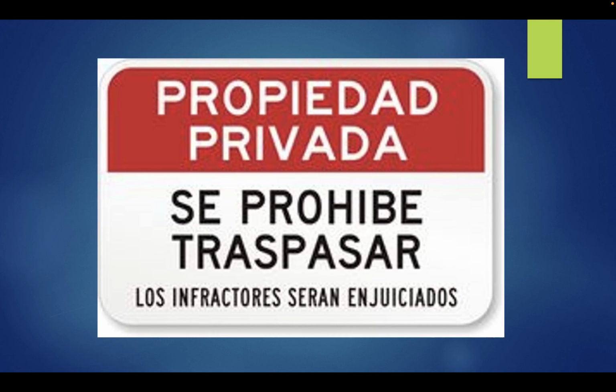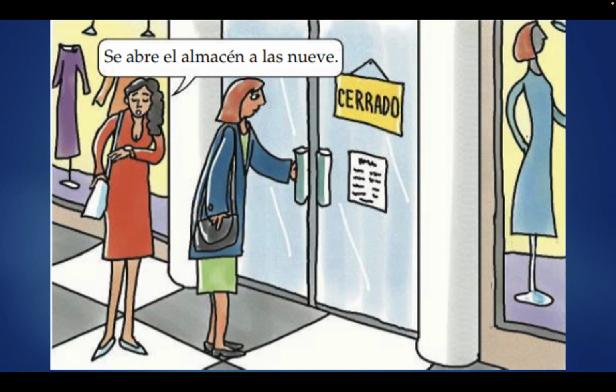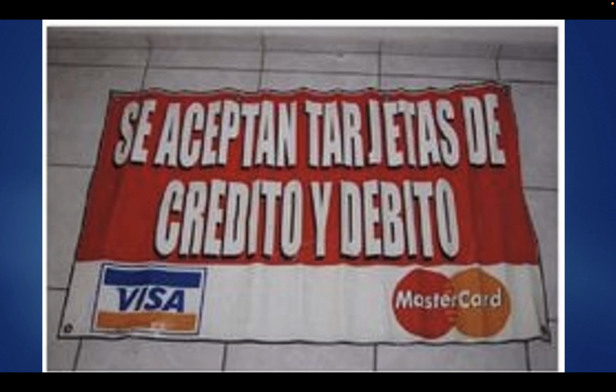Some other examples that you see. Se prohíbe traspasar. Trespassing is prohibited. No se permiten bicicletas y patinetas. Bicycles and skateboards are not permitted. No se permiten. Se abre el almacén a las 9. The mall opens at 9. Se abre. Se aceptan tarjetas de crédito y débito. So debit and credit cards are accepted. Notice aceptan, plural, because tarjetas de crédito y débito is a plural noun. So we use the plural form of aceptan.